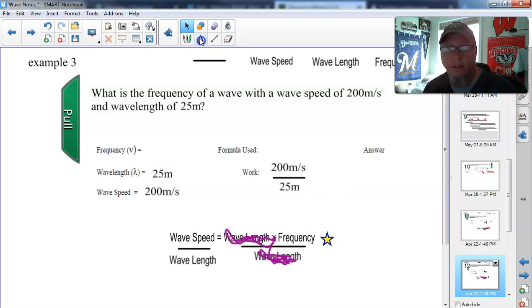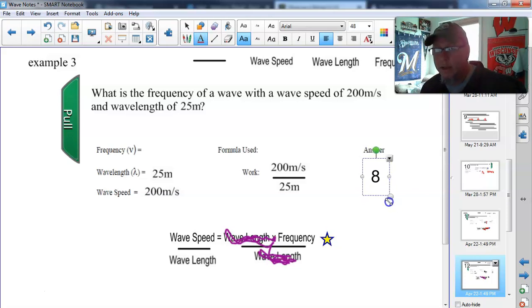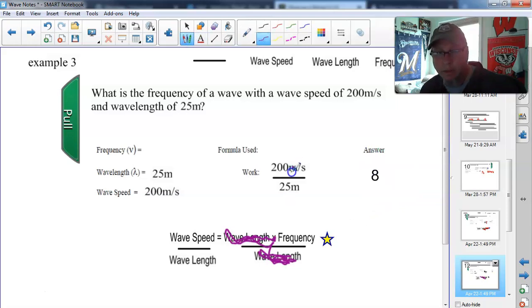And I can do this one in my head. I don't need my calculator to do that. That's going to work out to be 8. But the question is 8 what? 200 divided by 20. Well, meters is going to cancel meters, which leaves me with a slash second.